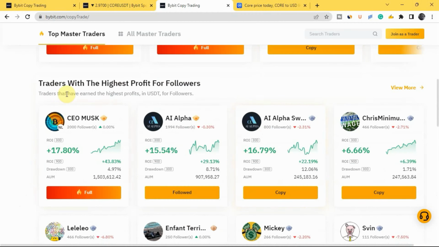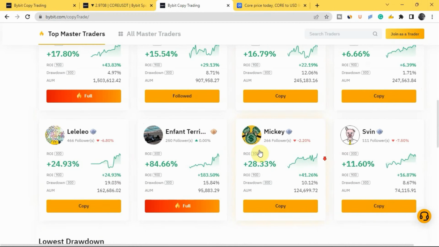If you scroll down, you will see the next category, traders with the highest profit for followers. That means traders whose followers have earned the highest. So for this person right here, this person has made 17% for his followers. This person right here has made 15% for his followers. This person has made 16% for his followers. You'll be seeing the others right here.